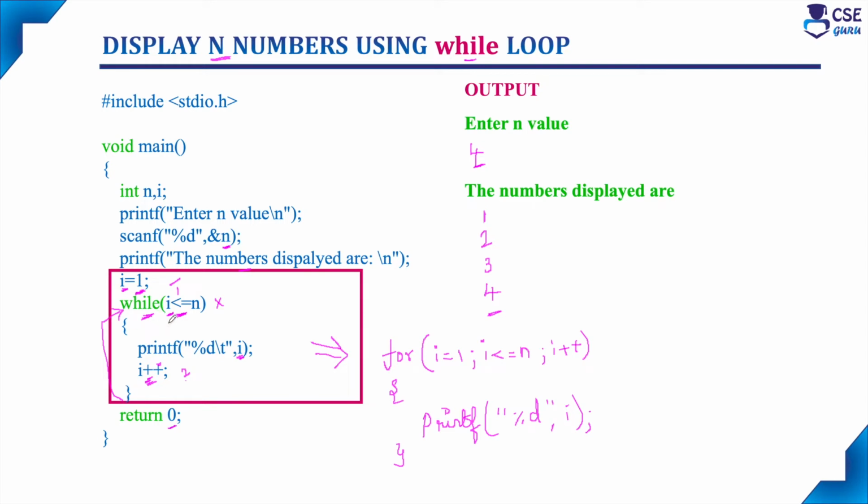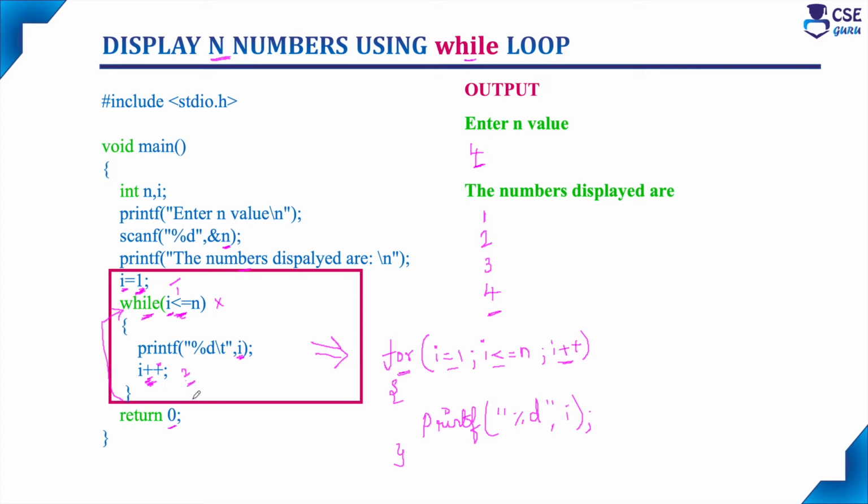So here if you are considering, there are 3 statements we are using. That is initialization is one statement, condition evaluation is the other statement and updation is another separate statement. But here in for loop, all 3 statements we have combined as a single statement using for loop. So this is the main difference between while loop and for loop.